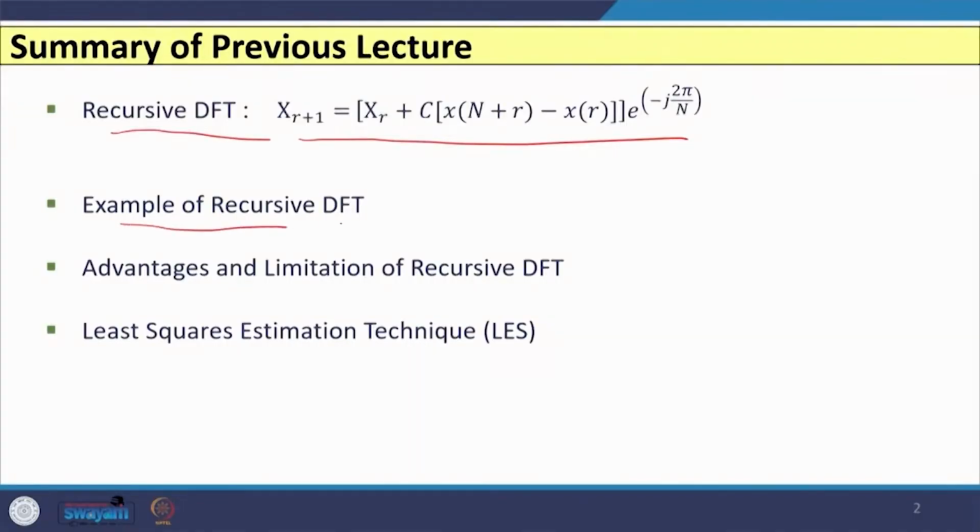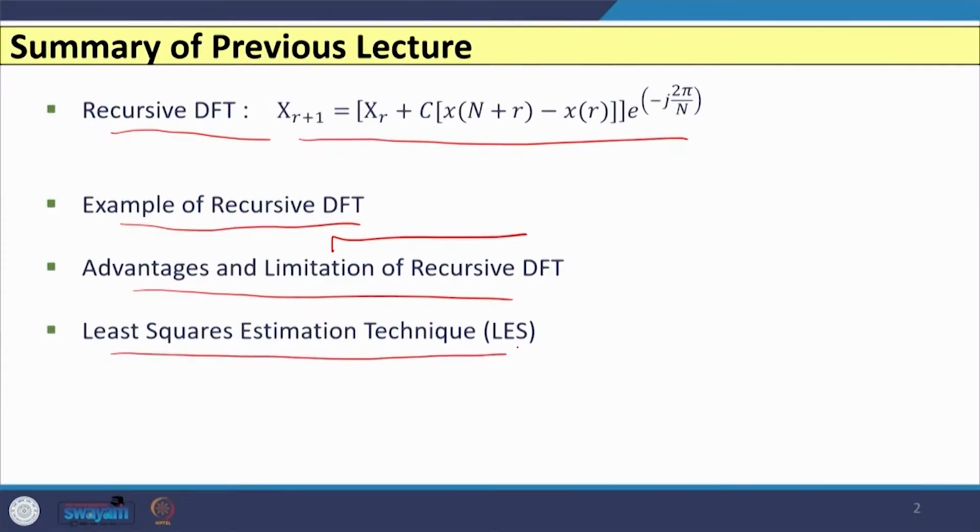Moreover, we have also discussed an example of recursive DFT, and after that we discussed the advantages and limitations of recursive DFT. The important advantage is that the computational requirement reduces. However, at the same time the recursive DFT has the same limitation as the full cycle or half cycle DFT: when a decaying DC component is present in the acquired signal, say in case of fault, then the accuracy of phasor estimation is not proper.